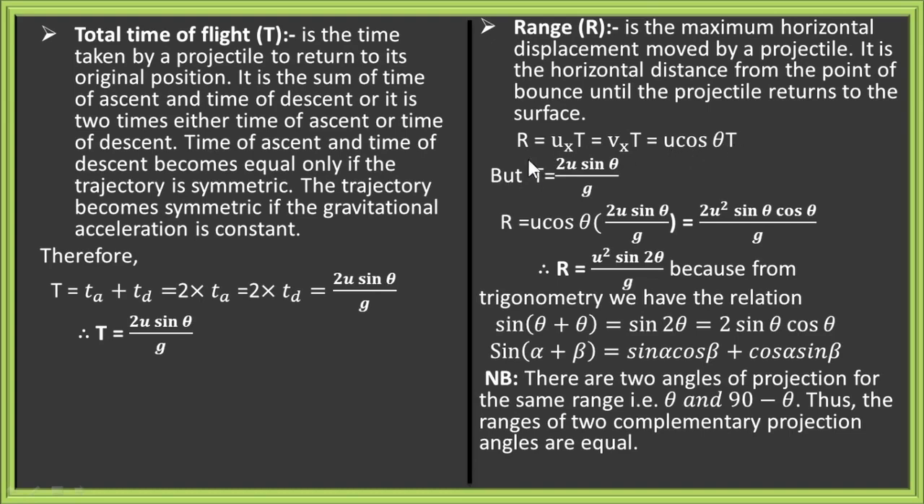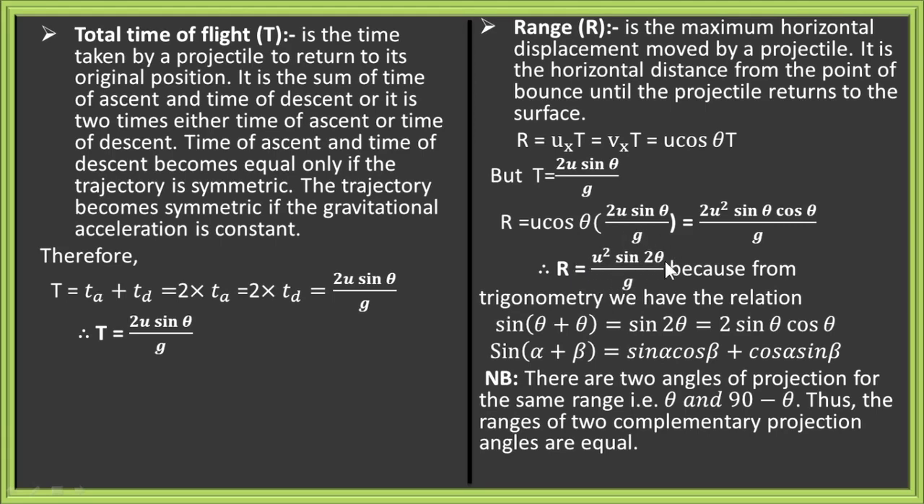We can substitute total time by 2u sin theta over g from this equation. So range becomes u cos theta times 2u sin theta over g, where 2u sin theta over g is equal to total time. It becomes 2u squared, u times u is u squared, sin theta times cos theta over g. R is therefore u squared sin 2theta over g.